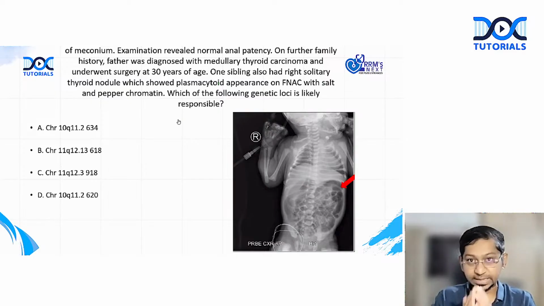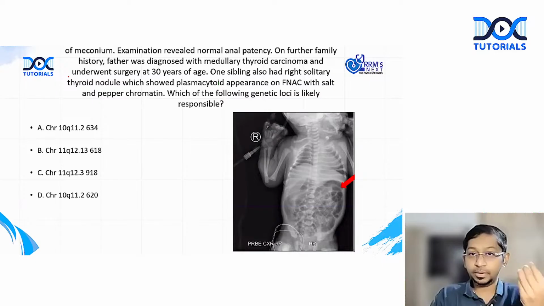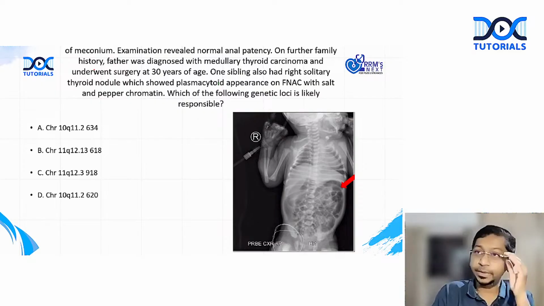So, let's just break down this question before we go into the options and then we look at the answer. The options are pretty straightforward. There's not much explanation to give for the answer. But the clinical scenario we need to understand. So remember, this is a neonate, 72 hours old, who has not passed meconium even after 72 hours. Normally, by 48 to 72 hours, meconium in a normal infant is usually passed. Examination here shows that this is not an anorectal malformation or imperforate anal opening. So here there's a normal anal patency.